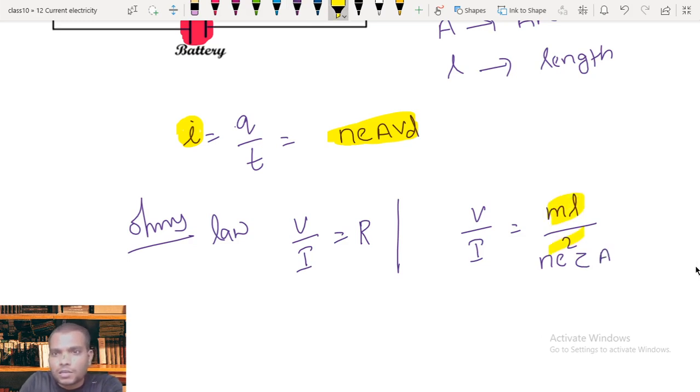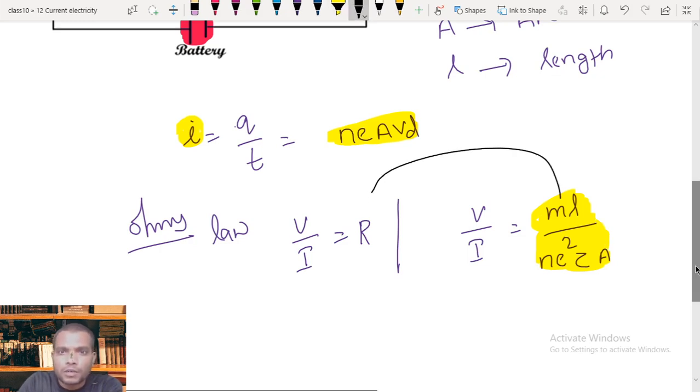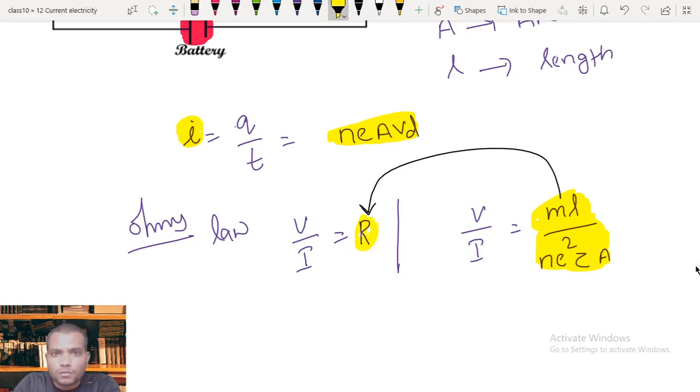So this is the new formula for resistance. The resistance, new formula in terms of dimensions: R equal to ml upon ne square tau A.